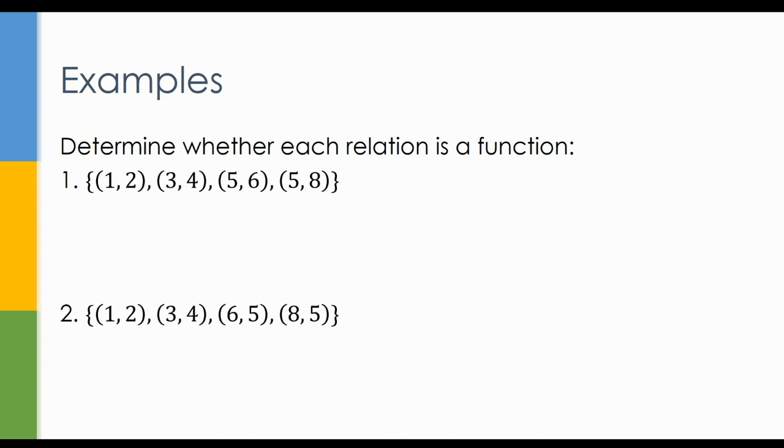So we're going to look at these ordered pairs. We'll look at the relations, and we're going to determine whether or not we have a function. If I look at this first one, we've got the ordered pairs 1, 2, 3, 4, 5, 6, and 5, 8. In order to be a function, each x goes to exactly one y. Well, we see x is repeating itself here, I see a 5 twice, and notice that it goes to two different values. One of the 5s goes to 6, one of the 5s goes to 8. So because that same x value goes to two different y values, this would not be a function.